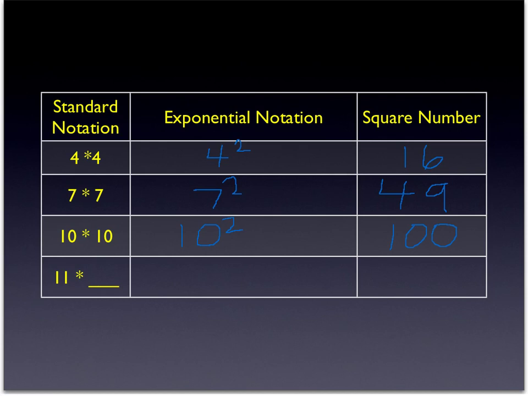Okay. Next is 11. If we're talking about square numbers here, if I just have 11, I'm multiplying by 11. What's my exponential notation? 11 squared. What is my square number? Well, I know 10 times 10 is 100. I've memorized 12 times 12 is 144, so I'm looking for something right in the middle. So I do know that 11 squared is 121.